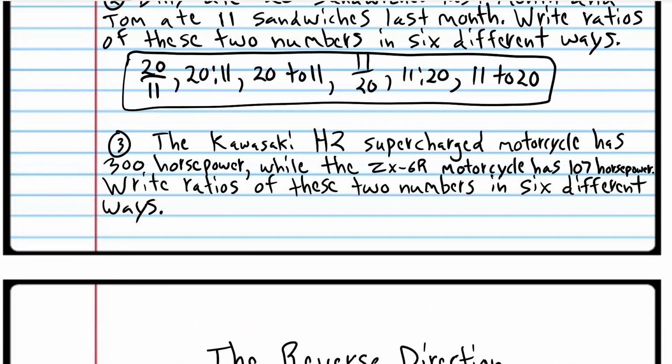Let's try one more of those before we go on to some more difficult ratio problems. Try number 3, and when you come back, we'll do it together. All right, we're back. You can write 300 over 107 as a fraction. You can write it with a colon in between. You can write it with the word "to" in between. And of course you can switch the numbers around.